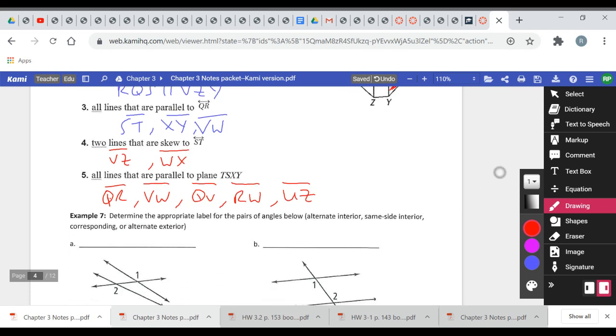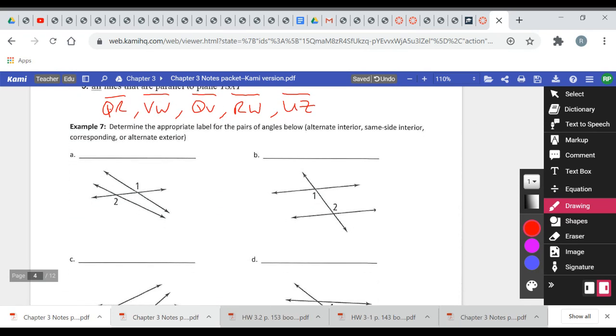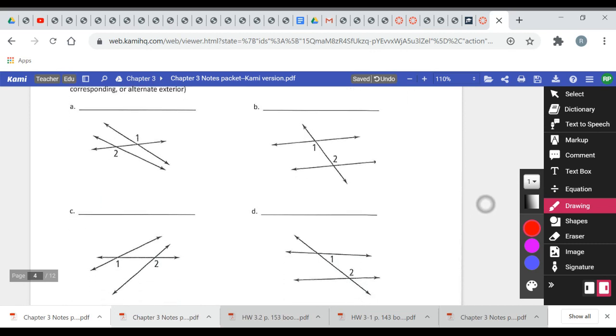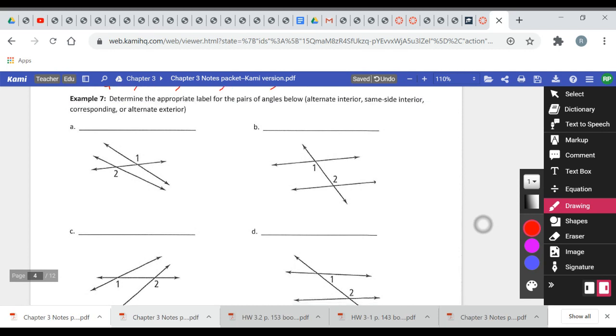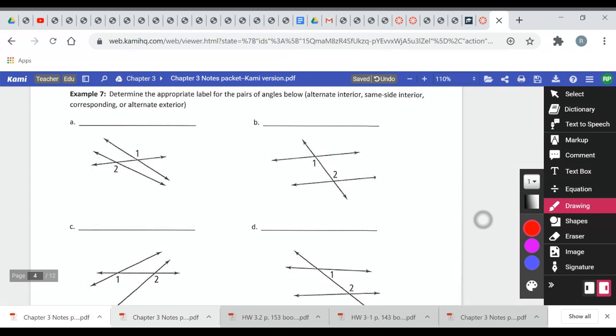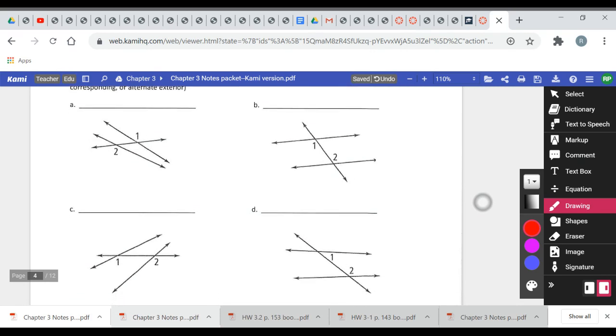Okay, so the last little bit is just seeing if you can remember from what we talked about on the first side, what kind of angle pairs these are. And they're giving you choices right here: alternate interior, same side interior, corresponding, and alternate exterior. You're going to use each of those words once, and before I say what they are, I want you to go through and pause your video if you need to, and fill in A, B, C, and D of what you think those angle pairs are.